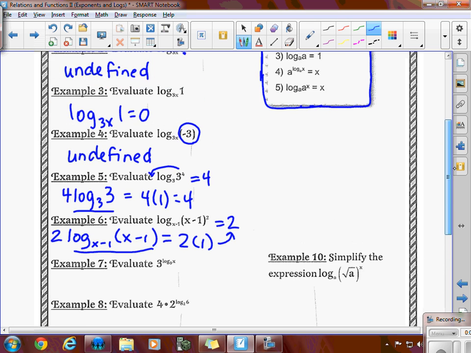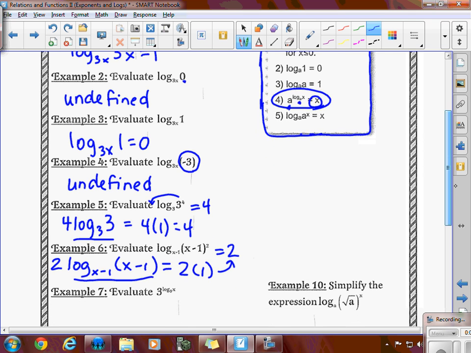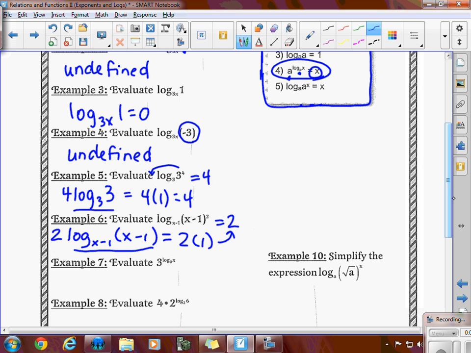Now there's one of these laws up here, number 4, that says if I ever have a power, so a base of a, but my exponent is a log with the same base, the whole answer to this is simply the stuff of that power. So if I look back here and apply that other law, number 4, I'm seeing I have a base 3, my exponent's a log with a base 3, this whole thing simply equals x.